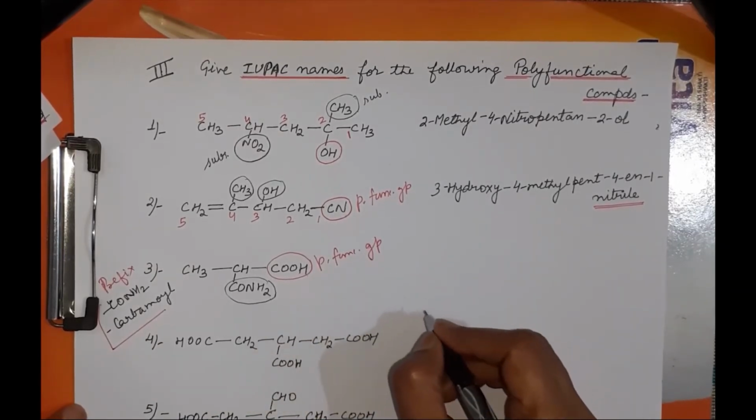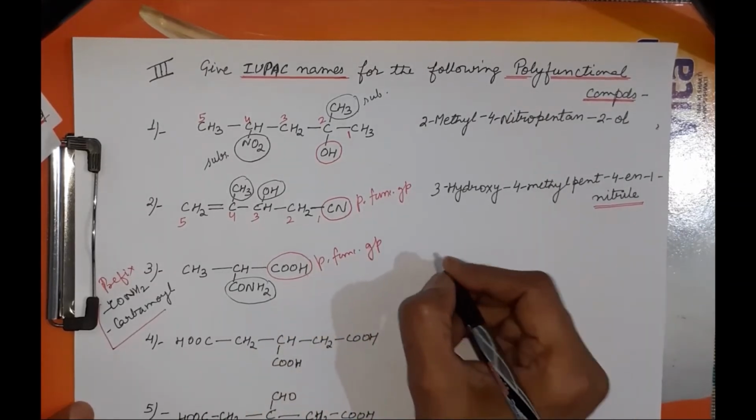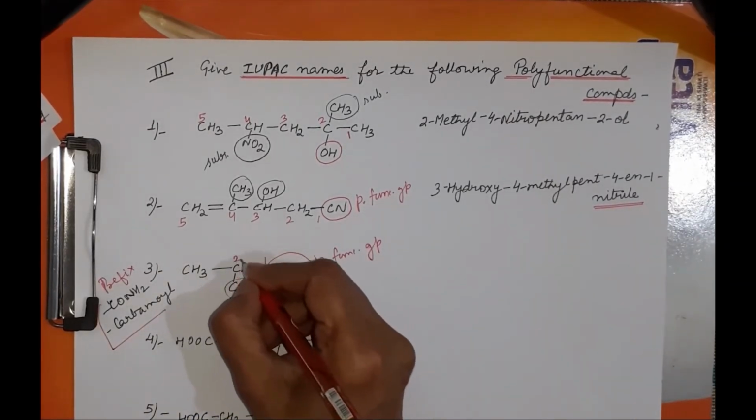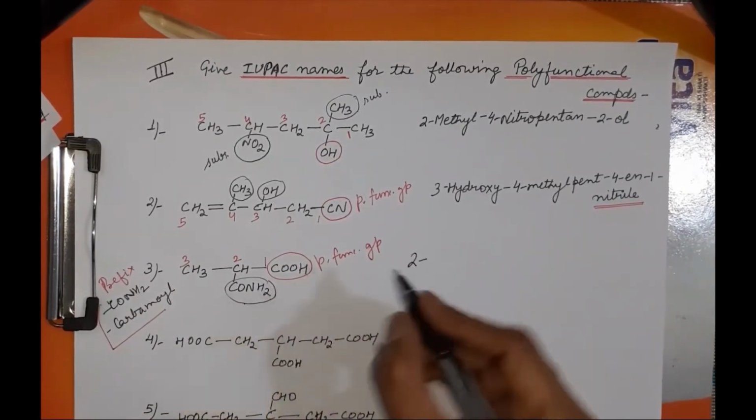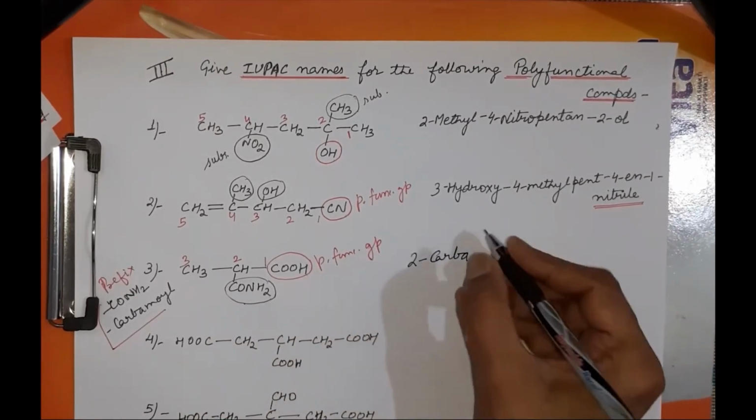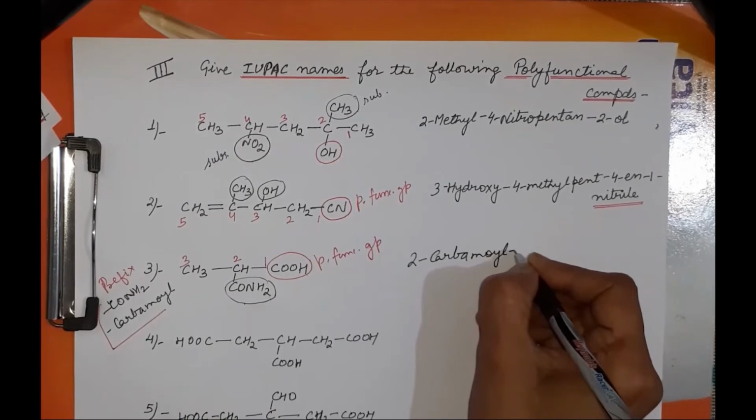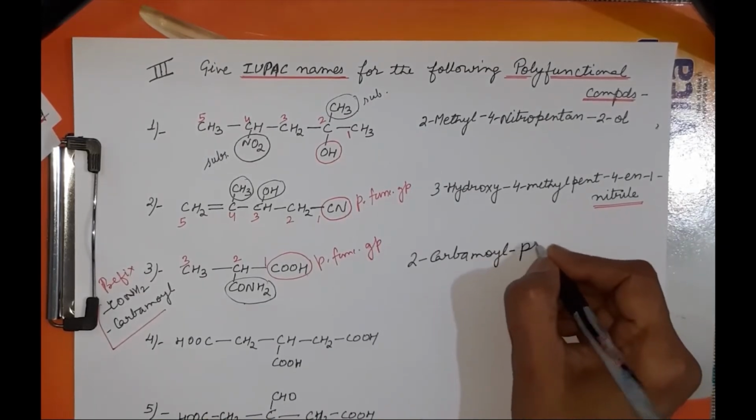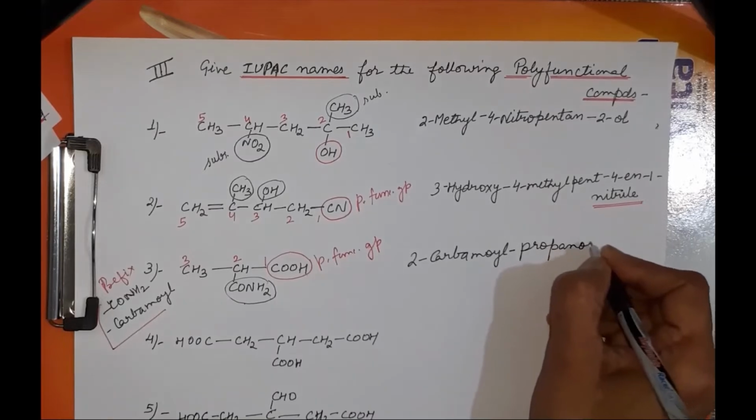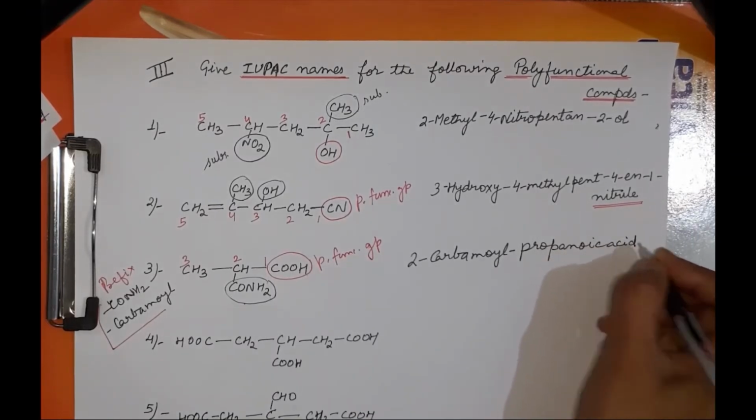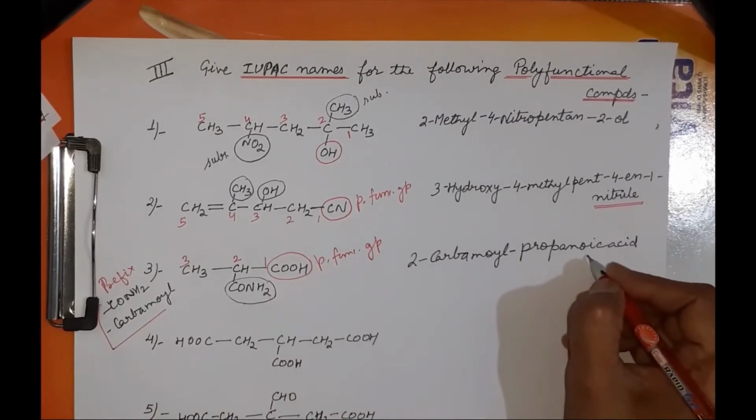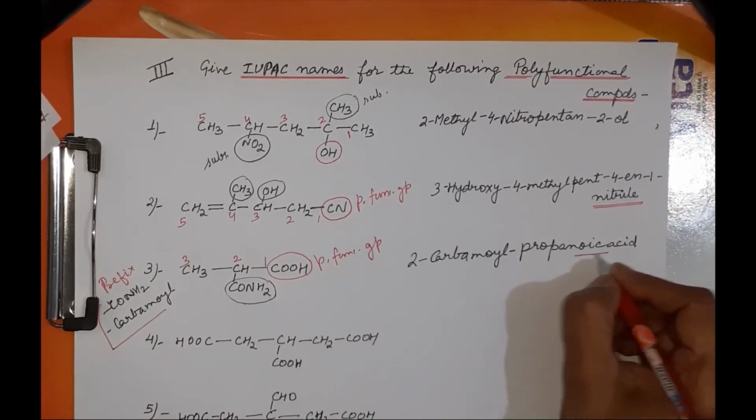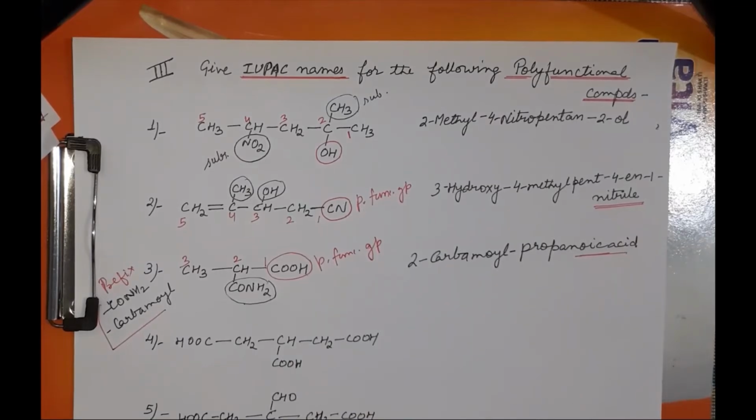Now then only we will be able to write. So first let me give the numbering. This will be the numbering, and name will be 2-carbamoyl propanoic acid. This will be the name. So 2-carbamoyl propanoic acid, because for carboxylic acid as the principal functional group, oic acid is used in the form of secondary suffix.